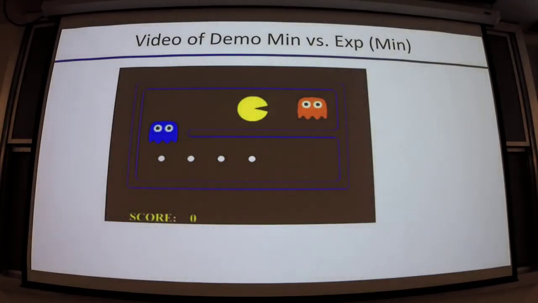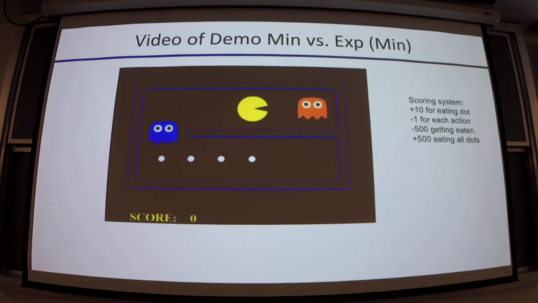So let's see what's going to change with Pac-Man when we talk about playing minimax exactly, versus some expected value version. Let's talk about the scoring system here. I mentioned this earlier, but we get 10 for eating a dot. You get minus 1 every time you take an action. You get minus 500 for getting eaten. You get plus 500 for winning by eating all the dots. You have to take an action. It's not like you cannot take an action.